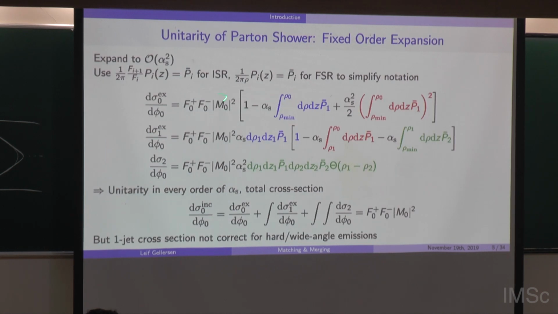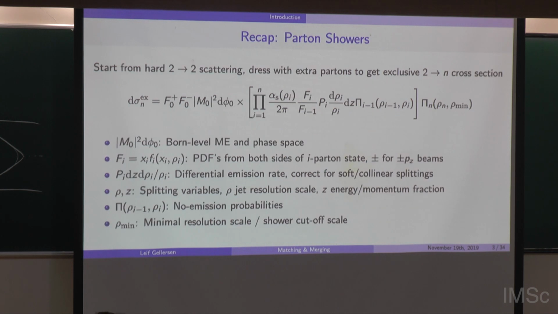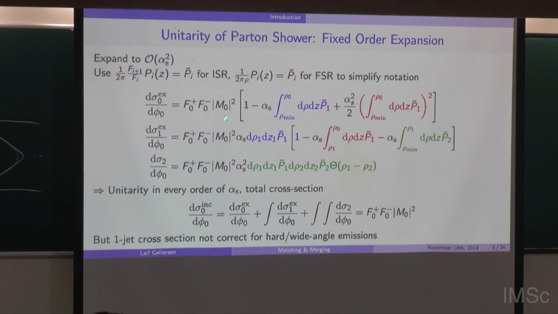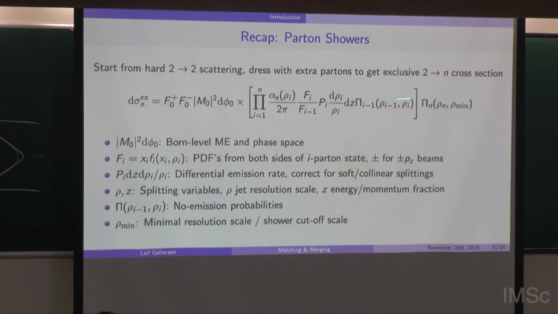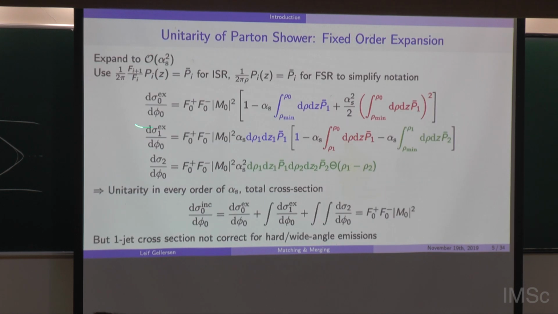So for the zero emission case, the only thing we attach here is the no emission probability from the maximum scale to the minimum scale here. And expanded, this is just the exponential expanded. This is just 1 minus emission probability plus emission probability squared here. And if we look at the exclusive one-jet cross-section, what we have instead is the Born cross-section times the emission probability once. And then we got this product of two no resolved emission probabilities. So one above the scale of the emission and then one below until the cutoff. And this would give these two alpha s terms.